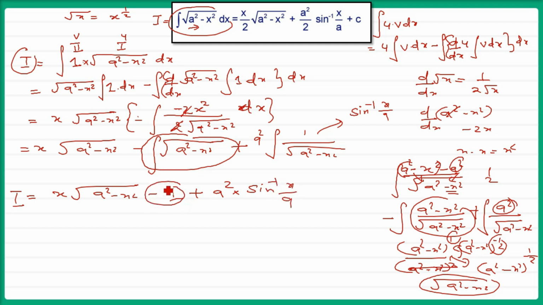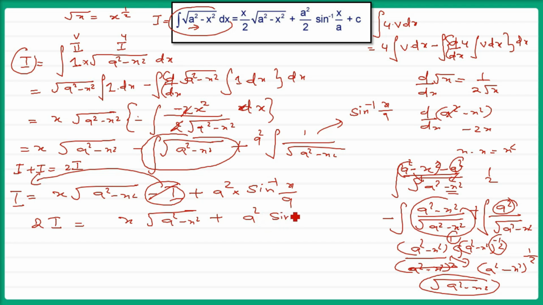Okay, this negative I can be taken on the left. So I minus I, when you take negative on the left hand side, it is I plus I. So it will be twice I. So 2I will be equal to, now I have already taken this out. So x under root a square minus x square plus a square sine inverse x by a.